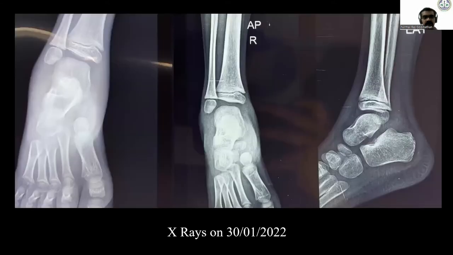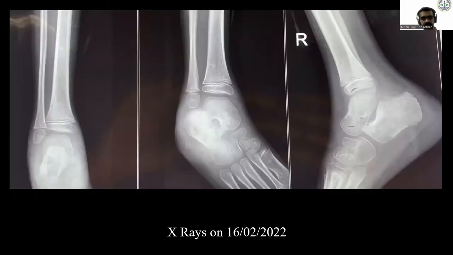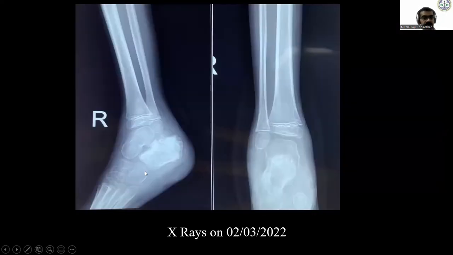So here is a case managed as a case of septic arthritis of the ankle along with a distal tibial osteomyelitis based on clinical examination. The child underwent debridement twice, but still had persistent discharge. So when we took a radiograph to see what's happening, you can see that there are changes of rarefaction and sclerosis in the calcaneum. So this child had a calcaneal osteomyelitis which presented like a septic arthritis of the ankle joint.